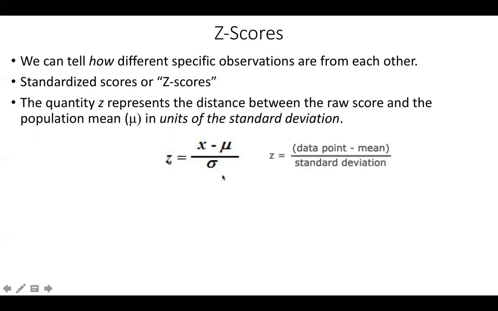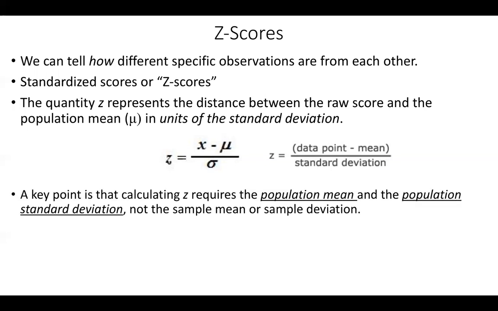Another way of restating this formula in plain language is that our z-score has a numerator of data point minus the mean and a denominator of standard deviation. In essence, once we do this calculation and figure out our value of z, this is going to represent the number of standard deviations between a raw score and the population mean.